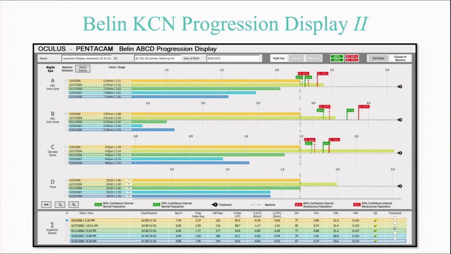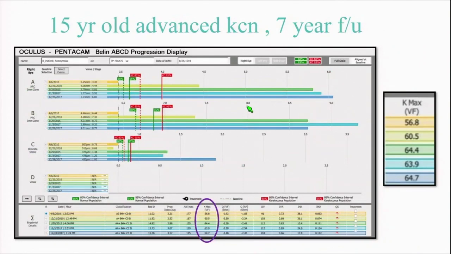It allows you to display up to 8 exams over time and tells you when you have statistically significant change on each anatomical layer. A is the anterior surface, B, back, posterior, C is minimal corneal thickness, and D is operator-entered distance visual acuity, and lets you compare it against 2 different populations. The green flags represent a normal population noise level, and the red a keratoconic, and it lets you know when you have 80 or 95% confidence interval of change. So let's look at an example.